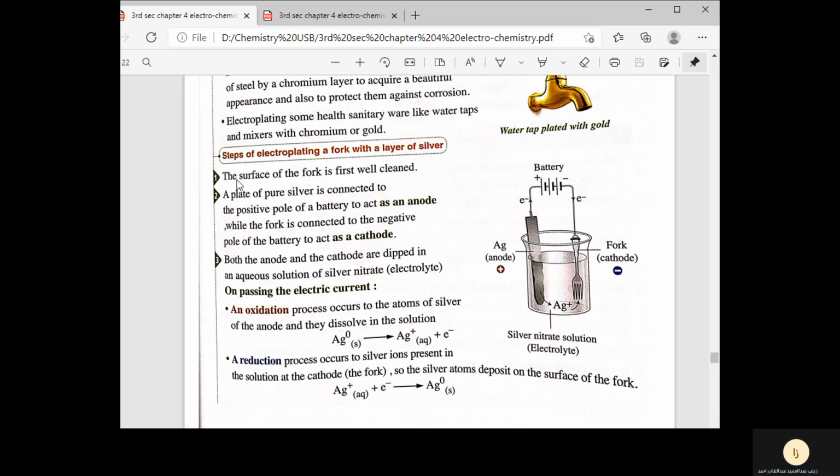First, we have to clean the fork. The surface of the fork is first well cleaned. A plate of pure silver is connected to the positive pole of battery to act as an anode, while the fork is connected to the negative pole to act as cathode. Both anode and cathode are dipped in aqueous solution which contains silver ion, and this solution is silver nitrate. By passing electric current, what will happen?